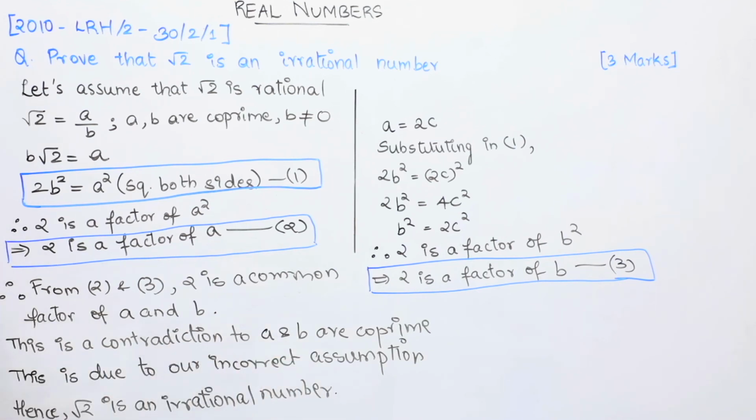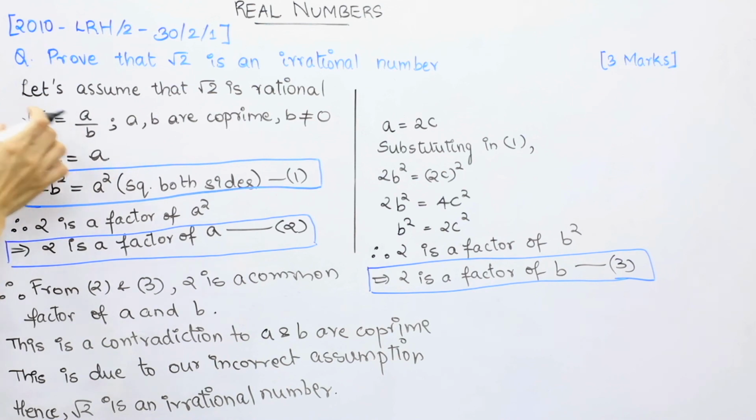So the method used here is called proof by contradiction. In proof by contradiction, we assume that the statement opposite to the statement to be proved is true. Here the statement to be proved is root 2 is an irrational number, so we assume that root 2 is rational. Rational numbers can be expressed in the form p by q, where p and q are integers and q not equal to 0. By cancelling out all common factors, we can reduce p by q to its simplest form, where the numerator and denominator will be co-prime. So we've expressed root 2 as a fraction of co-primes a and b.